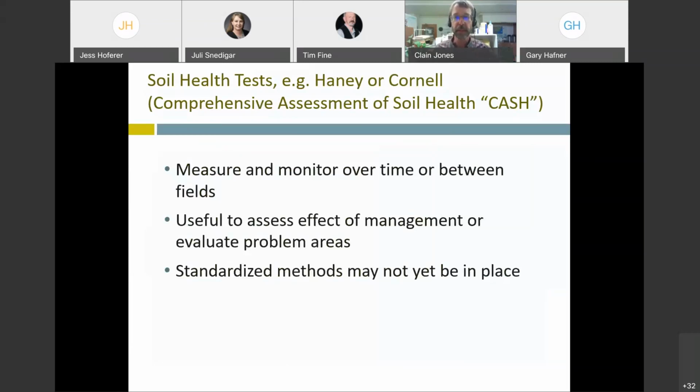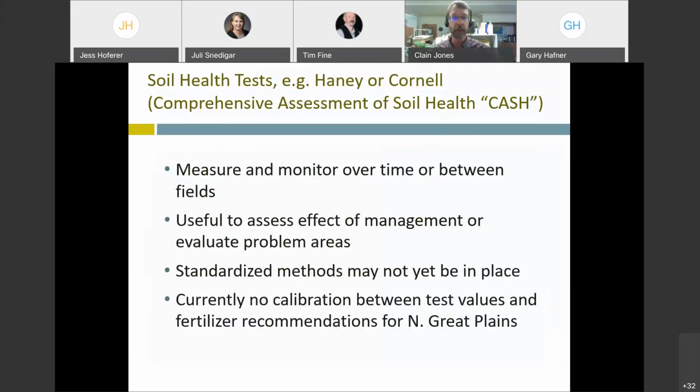Soil health assessments can be useful to assess the effect of management or evaluate problem areas. Standardized methods may not yet be in place. I think this is a fairly young field. And there's currently no calibration between soil health test values and fertilizer recommendations for the northern Great Plains. So even though you might do a test like the Haney test and it comes back with a fertilizer recommendation, those have not been calibrated for our region. So I'd use them with caution.